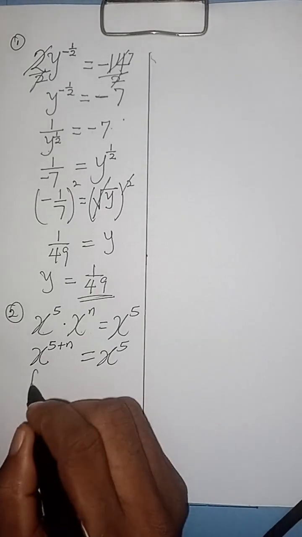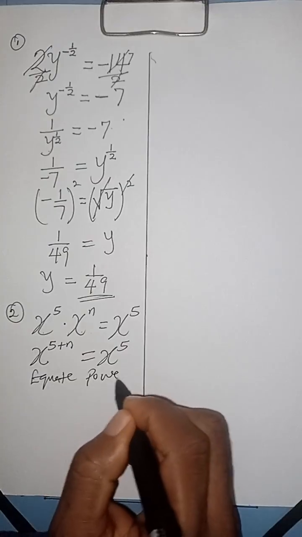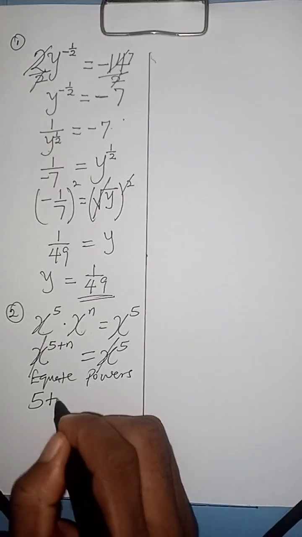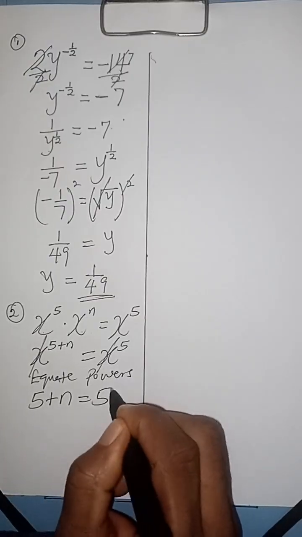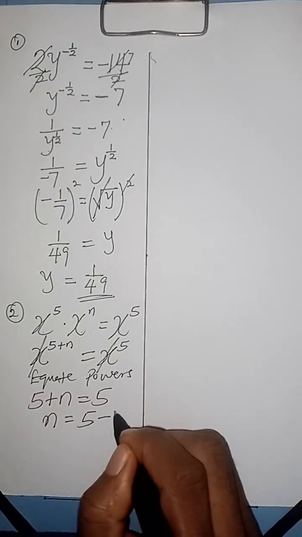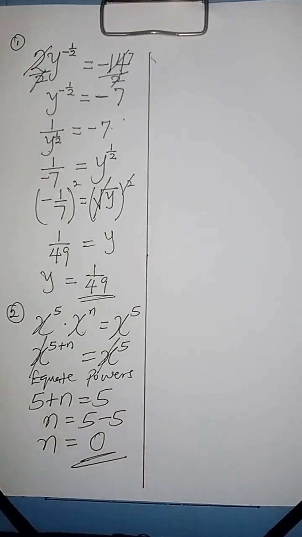Now, at this point, you can cancel out the base and equate powers. So if you do that, you're going to have 5 plus n equal to 5. To get the value of n, you collect like terms, take the other 5 to the other side, and your value for n is 0.